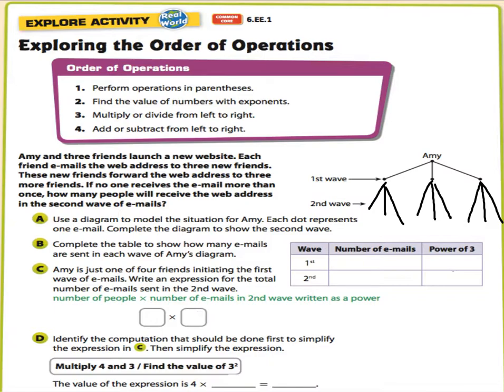So now Amy was one person, okay? And she sent it to 3 people. So in the first round, there were 3 emails, which is 3 to the power of 1. In the second round, so here's round 1. In the second round, there were actually 9 emails. And we know that that is 3 to the second power.